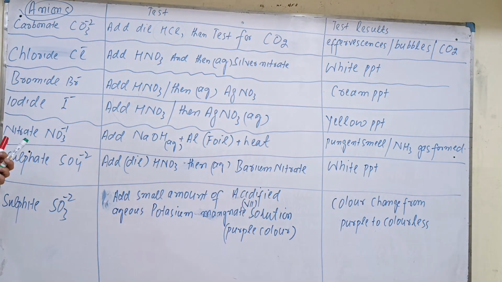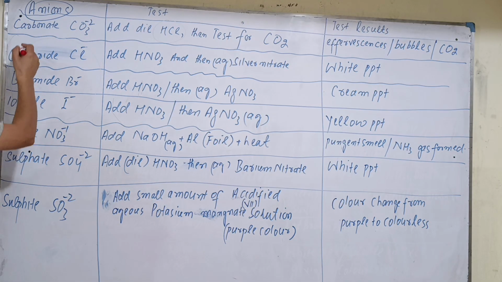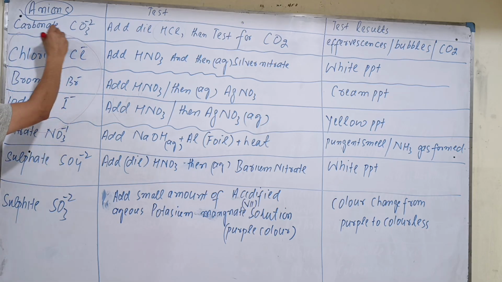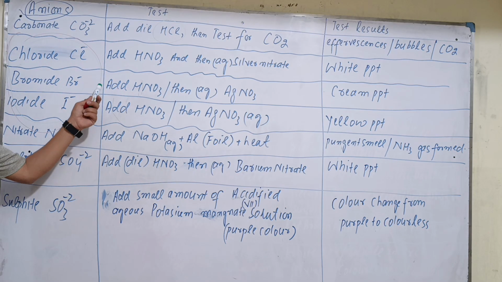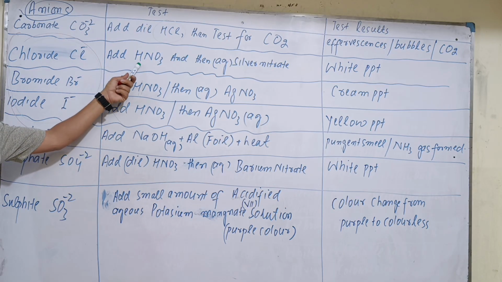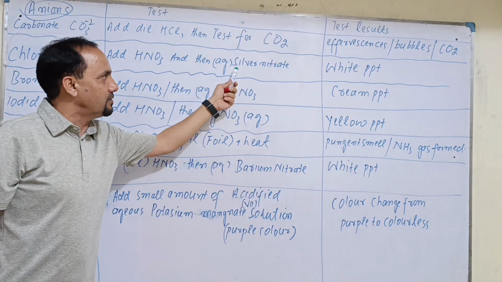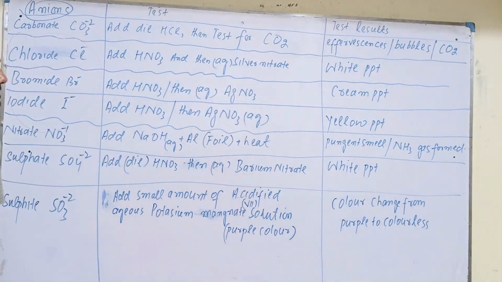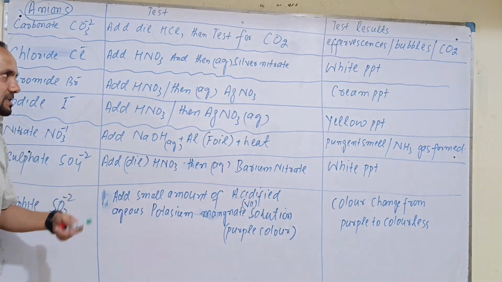Second is chloride. Now keep in mind, there are three halide ions: chloride, bromide, and iodide. The chemicals added are the same for those three. We will add first nitric acid and then aqueous silver nitrate, and you will see different types of precipitate.